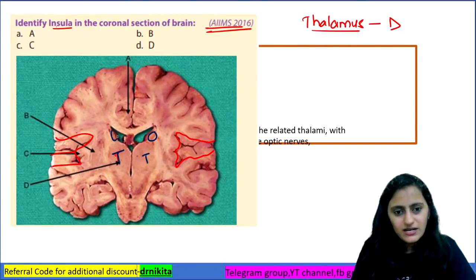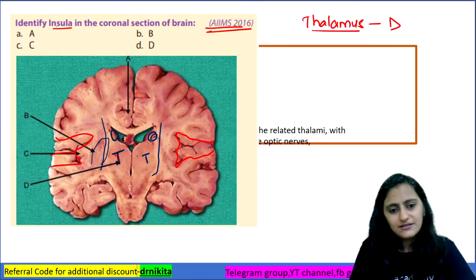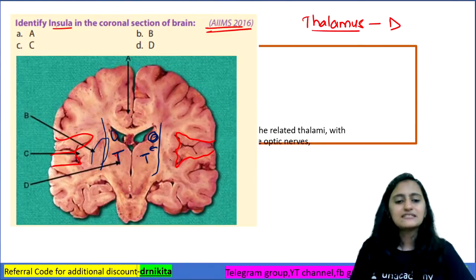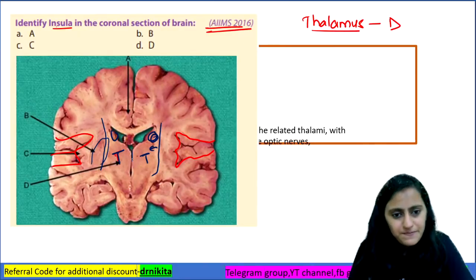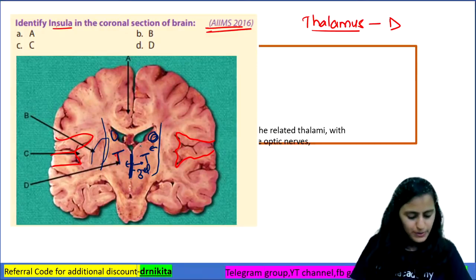You can see the caudate nucleus here. You will see the internal capsule going here, right? And this is where you have the lentiform. So you can see that caudate and thalamus are present medially. Is it clear with everyone? And what is this structure? Slit-like structure in the midline, that is your third ventricle. So thalamus is present lateral to the third ventricle.